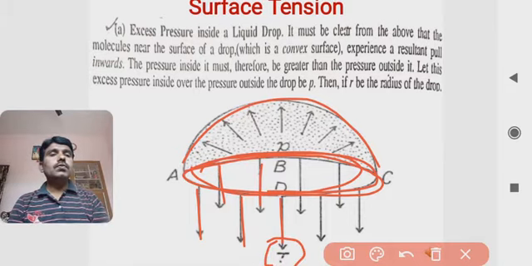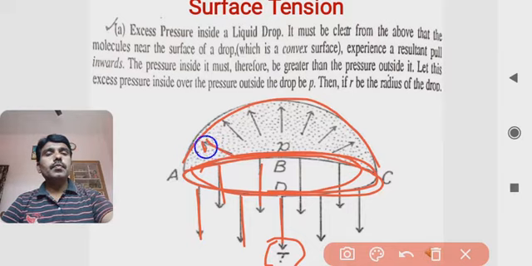And it is the case where the inward force is there, we can say the resultant pull is inward, whatever the tension is working at this stage, and the outward pressure is going to be this one.